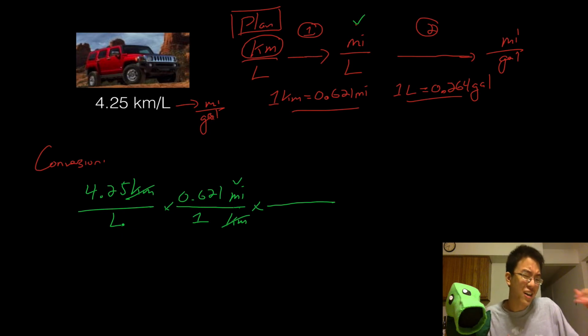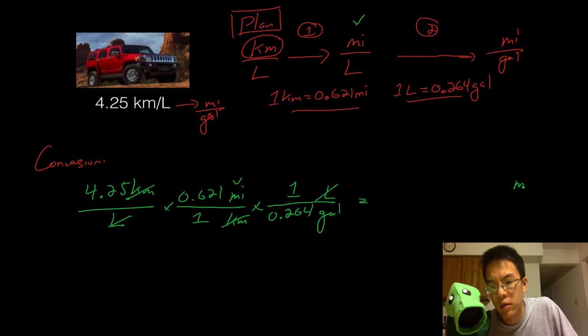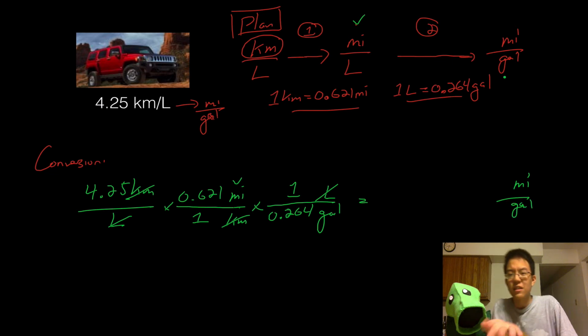To cancel the liters, because they're in the denominator, I have to put liters in the numerator. It's always got to be on the opposite end. Liters divided by liters is just nothing, so that cancels, and I'm going from liters to gallons. Now I plug in my numbers. In 1 liter there are 0.264 gallons. Now let me check my units. I've got miles on top and gallons on the bottom, so my final units are miles per gallon, and that's exactly what I wanted.